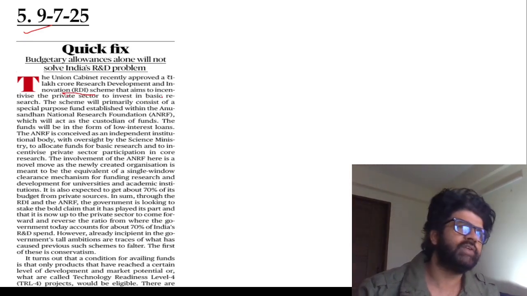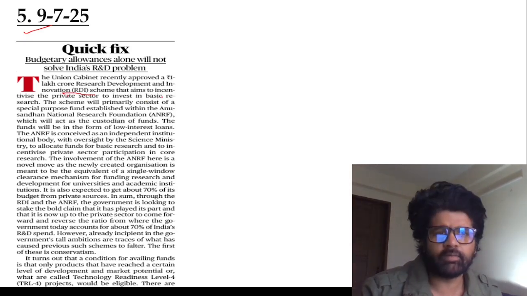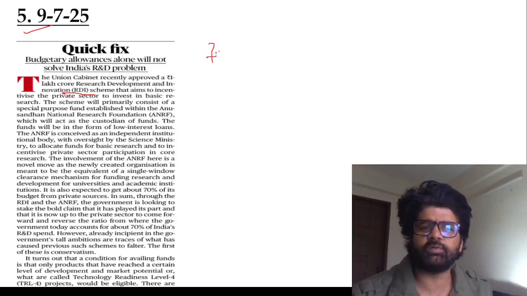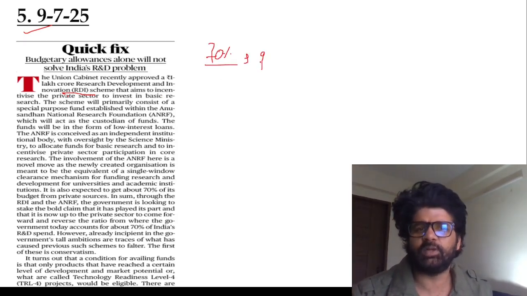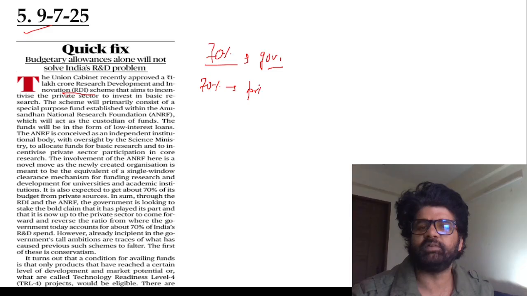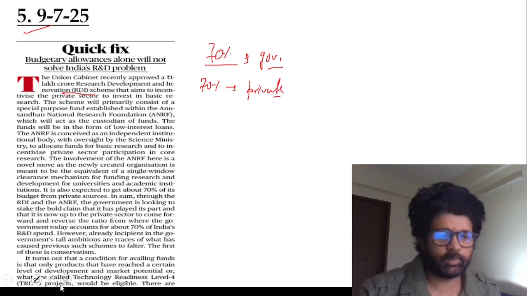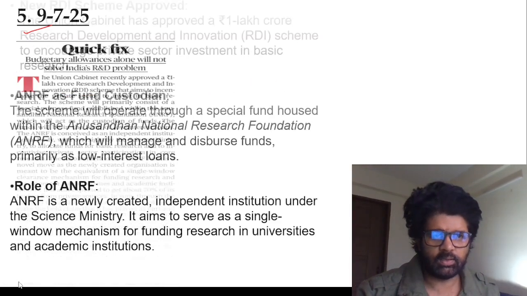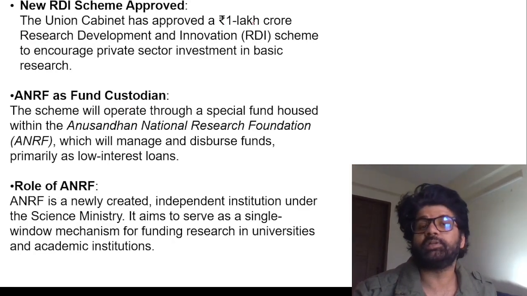So currently, whatever minuscule research and development is happening in our country, 70% of the funding is coming from the government sector. Government wants to reverse that. 70% funding money should come from private sector. For that, government has come up with this particular scheme, an RDI scheme. Union government cabinet has approved a 1 lakh crore research development and innovation scheme.